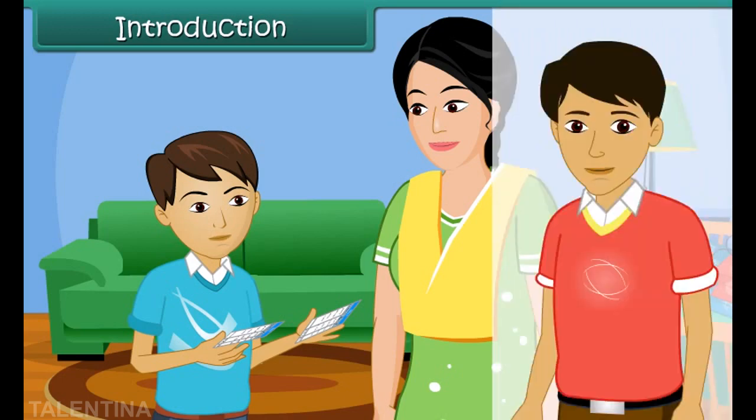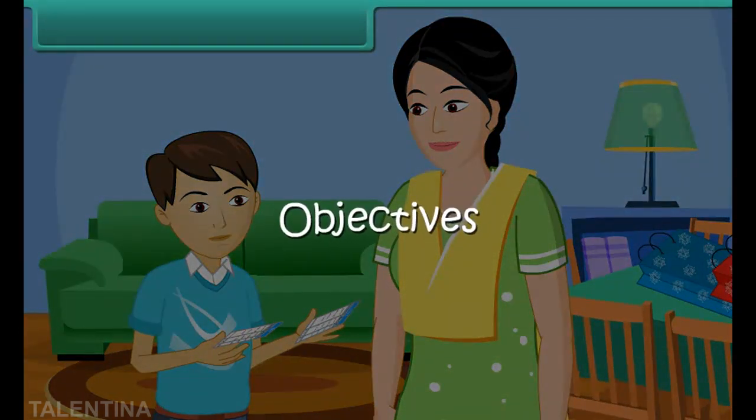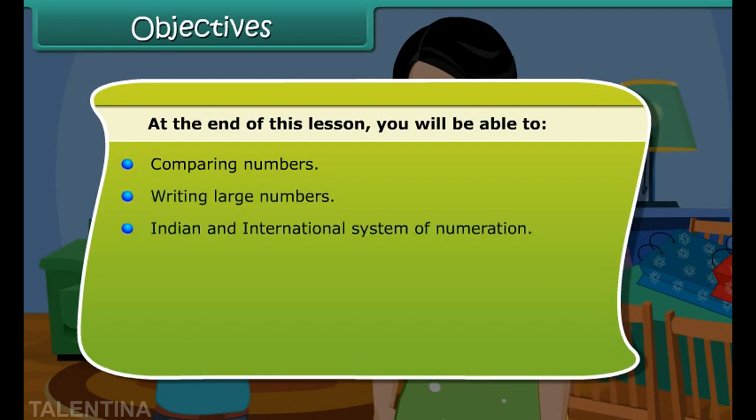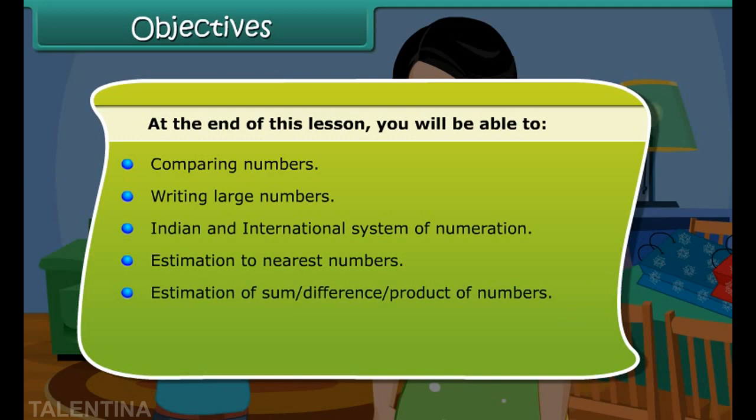How was he able to tell? It was because he learned about large numbers. Come, we too will learn about numbers. Objectives. At the end of this lesson, you'll be able to compare numbers, write large numbers, understand the Indian and international system of numeration, estimate to nearest numbers, estimate sum, difference, product of numbers, simplify using brackets, and learn Roman numerals.